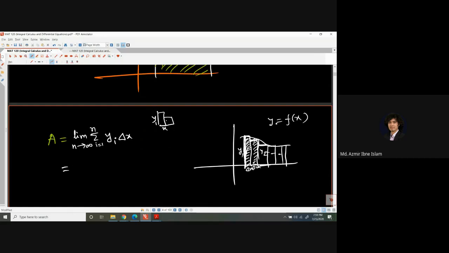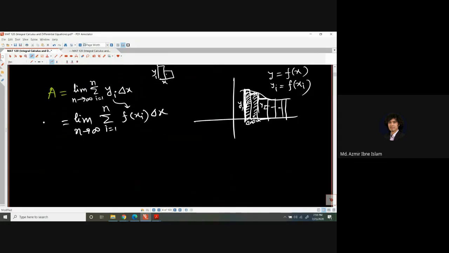So since y is equal to f of x, instead of y we can think about yi, it will be f of xi. So limit n tends to infinity, summation i equals 1 to n, instead of yi I am now writing f of xi delta x. So this is now known as the area. It says that we will get the exact area if we take more and more rectangles, and if it is possible to take infinity rectangles, then we will get the exact area.